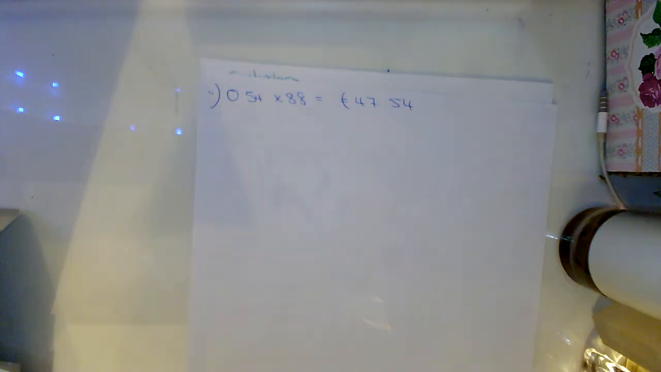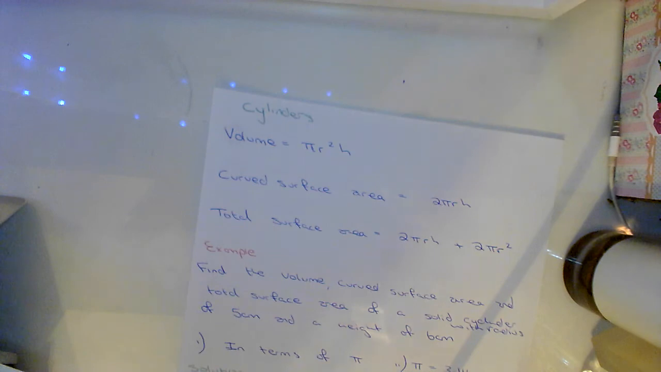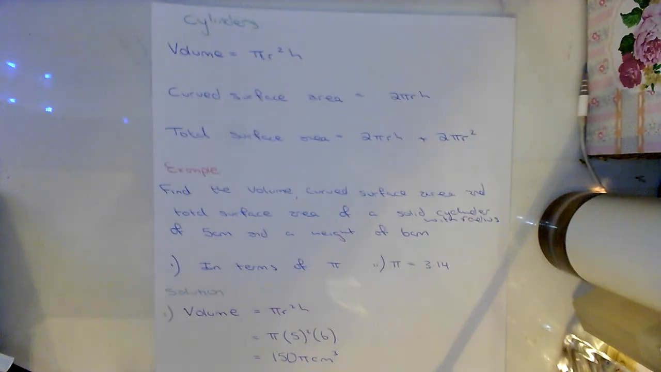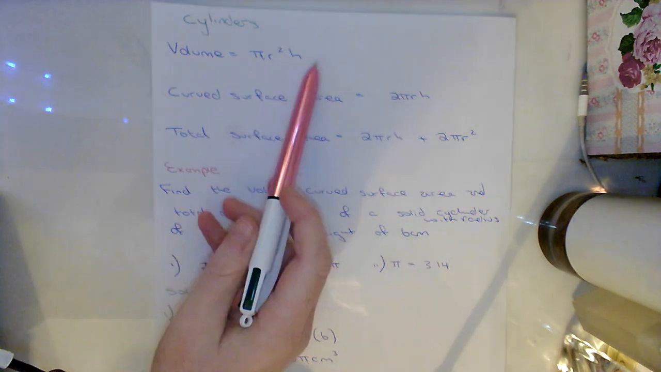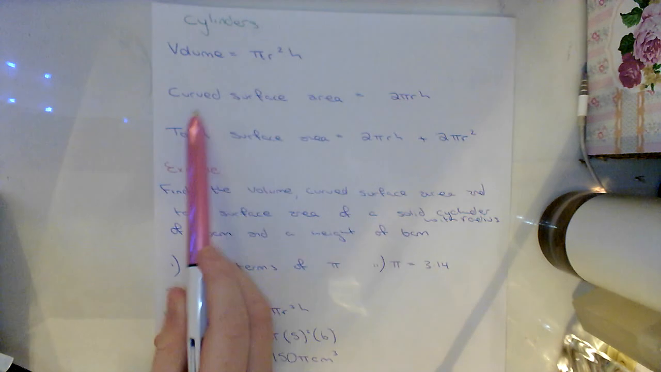Okay, so now we're on to cylinders. All these formulas can be found in your log tables, on page 10 of your log tables. So volume is equal to pi r squared h, and there is your curved surface area formula. Your curved surface area is in your log table. Your total surface area is not in your log table, so you need to know this one. Okay, so it's 2 pi r h, your curved surface area, plus 2 pi r squared.